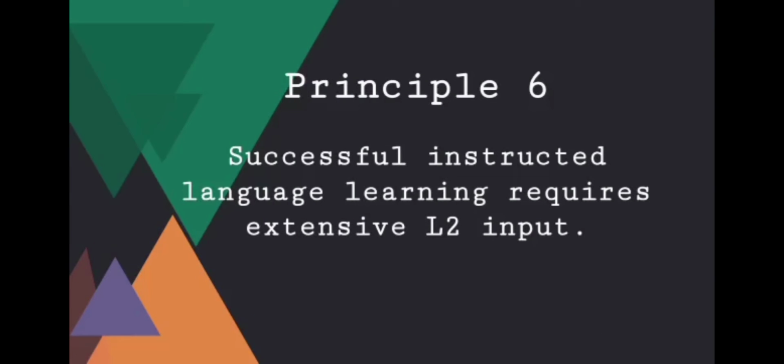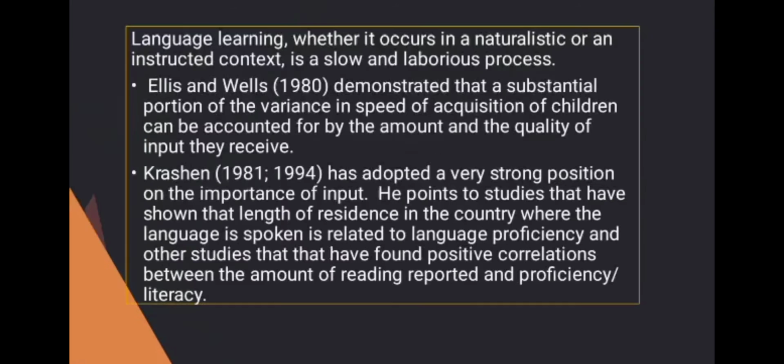Principle 6. Successful instructed language learning requires extensive Language 2 input. Language learning, whether it occurs in naturalistic or uninstructed contexts, is a slow and laborious process. When we say it occurs in a naturalistic or natural process, it is when children learn to communicate using words and sounds they pick up from their environment, for instance, from their parents.